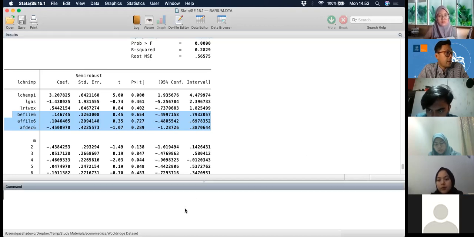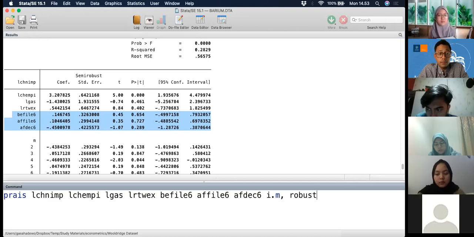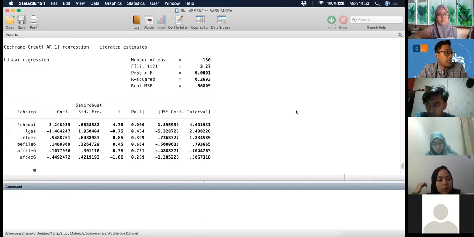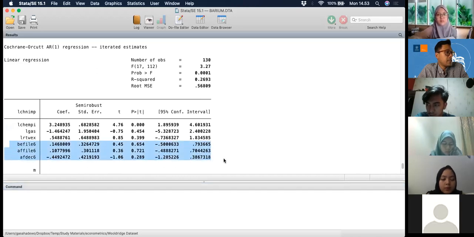Okay, and we can also use the same regression, but instead of using the Prais-Winsten, you can use the Cochrane-Orcutt estimator, where in this particular estimator we do not take into account the first period observation. Okay, and then we run the regression, and by looking at the estimated coefficient on the timing of the filing, we don't see any effect of the filing on the chemical imports from China.